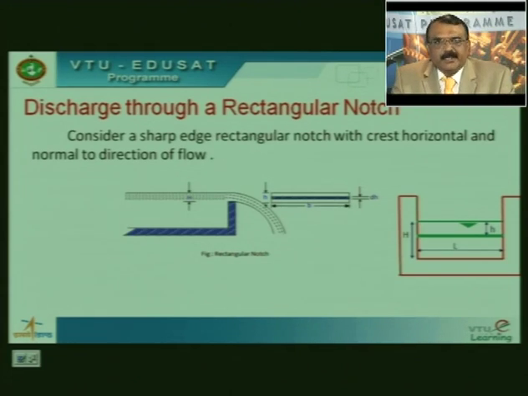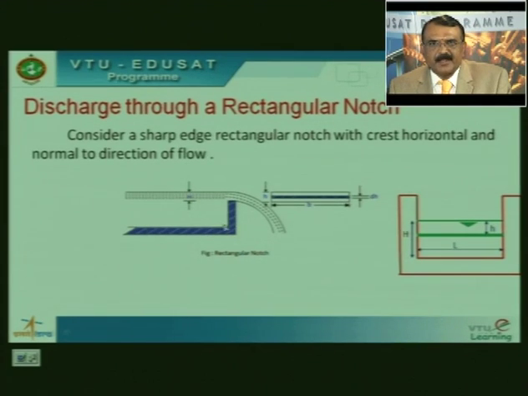In order to derive an equation for the discharge through a rectangular notch, I consider a sharp edge rectangular notch. This is a side view. If I stand here and observe, this portion looks like this. At the center you have this opening, and since this is in the form of a rectangle, this behaves as a rectangular notch. Here, the length of the notch I represent as capital L.